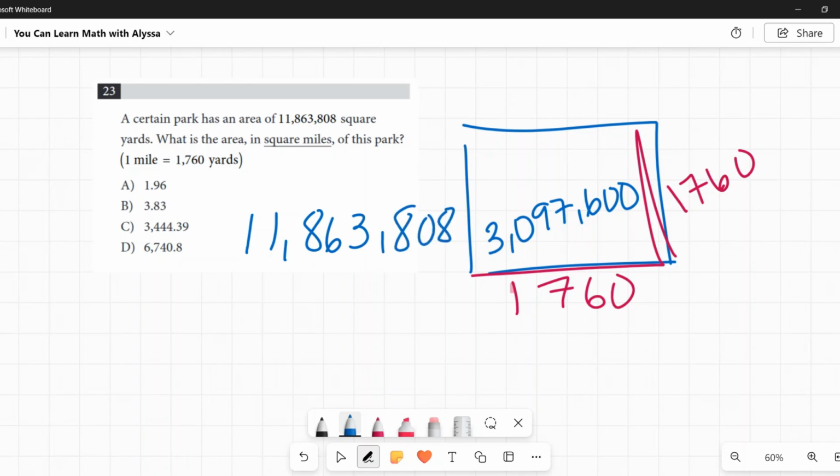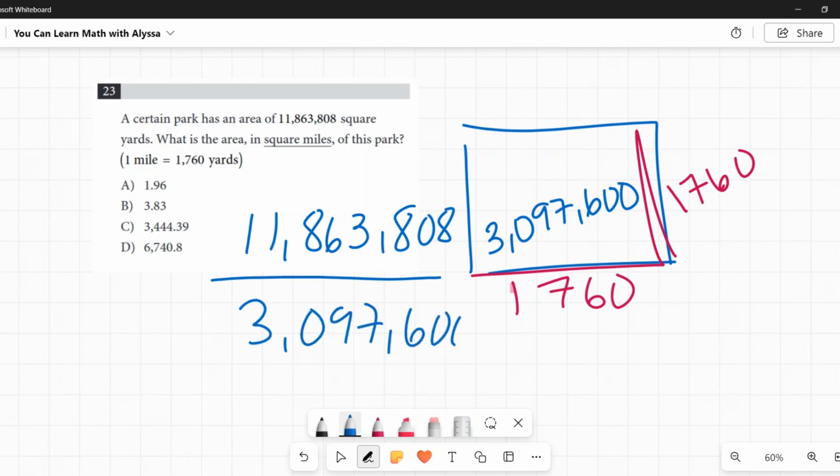11,863,808. So that's how many total square yards. There are 3,097,600 square yards in a square mile, and I divide those to find out how many square miles there are, and I get B, 3.83.